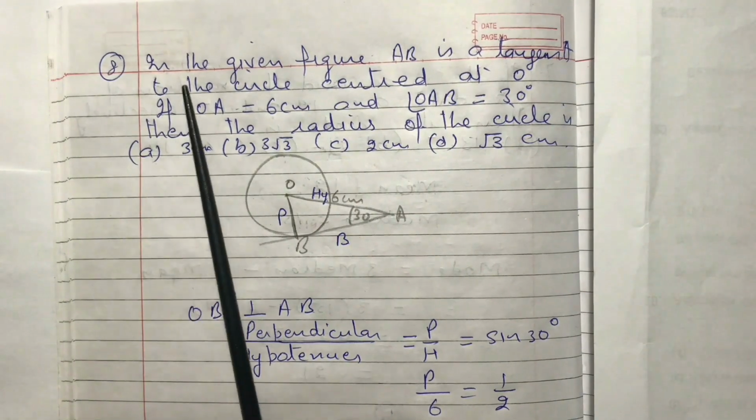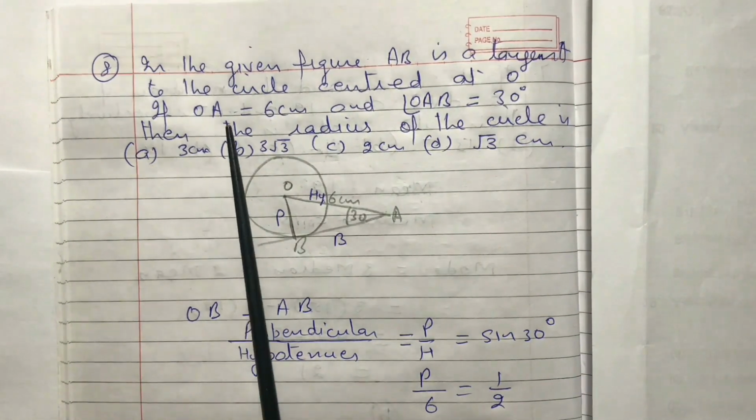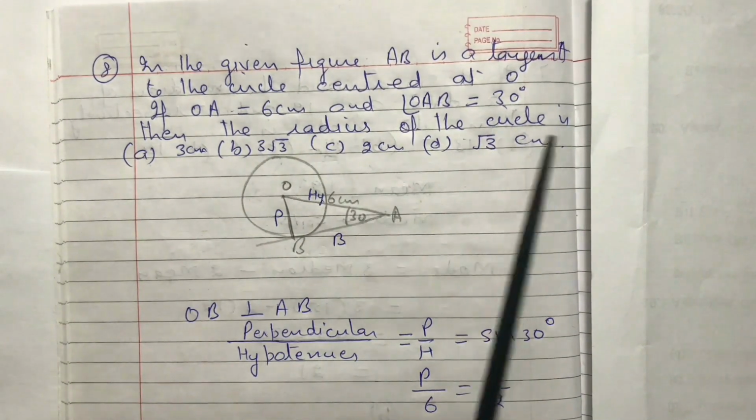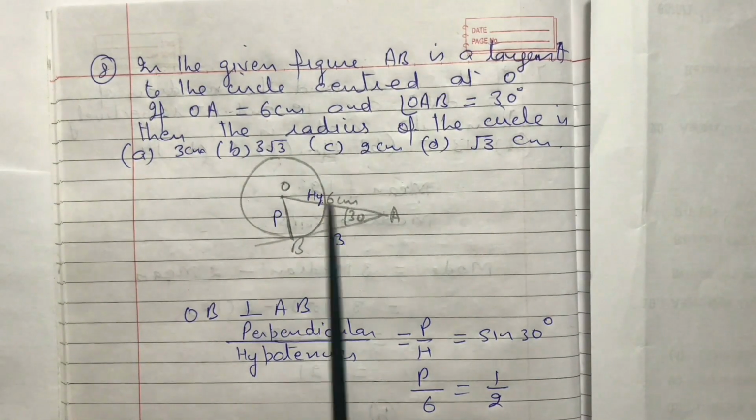Now 8th question. In a given figure, AB is a tangent to the circle centered at O. If OA is 6 cm and angle OAB is 30 degree, then the radius of the circle is, there are 4 options. You have to find the correct one. Now this figure is given to us.